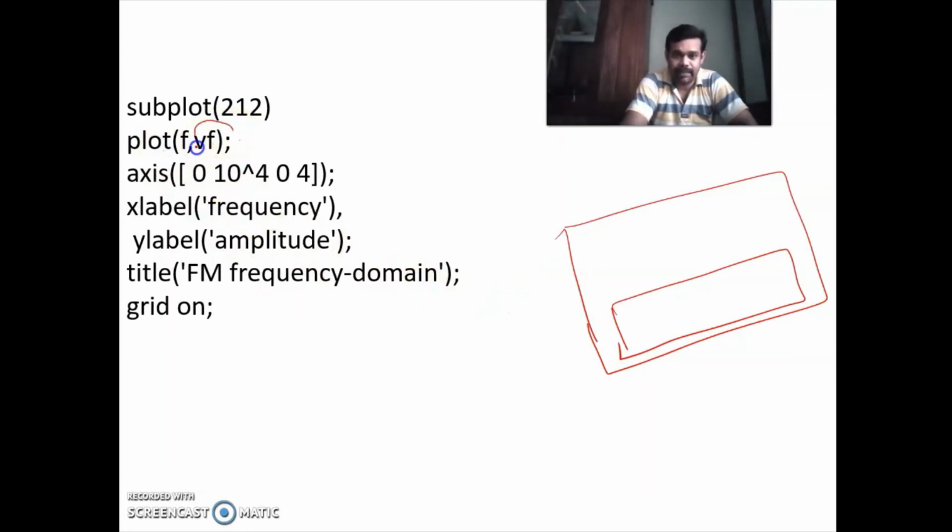Already this VF will be having the FFT information. Already we have defined that F is the frequency. Here also we are giving the axis values, that is 0, 10 to the power 4, 0, 4. Then you are defining the X label, Y label and title. So you will be getting the spectrum of your FM.